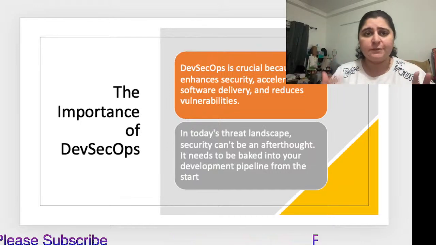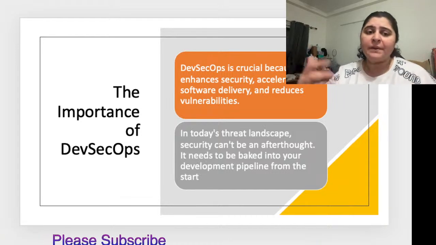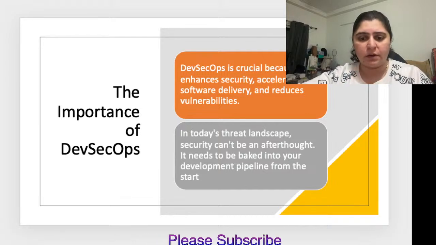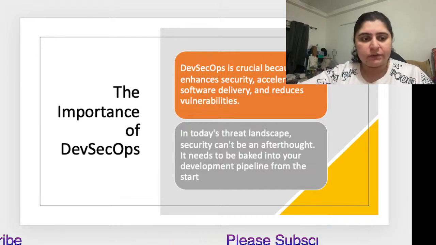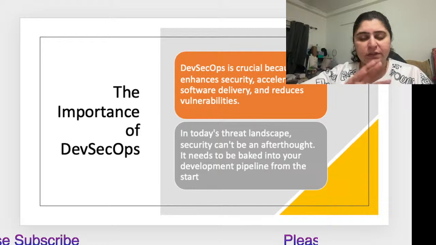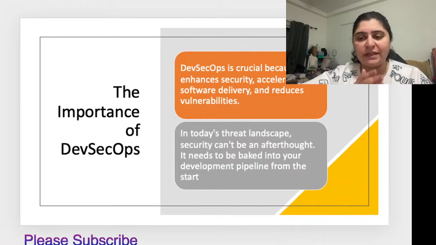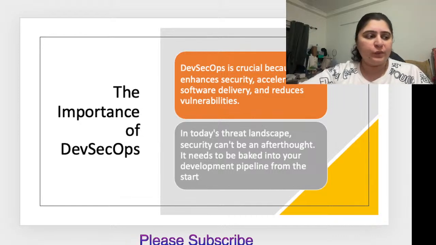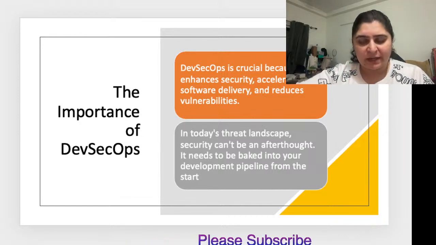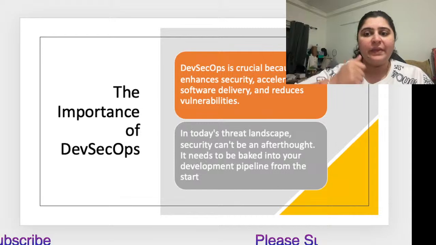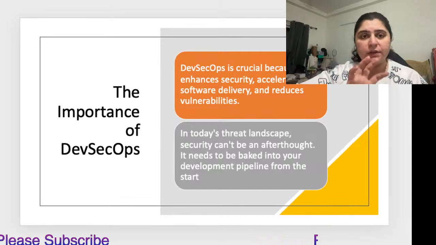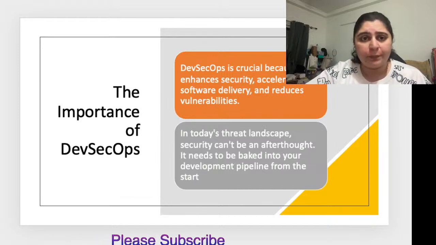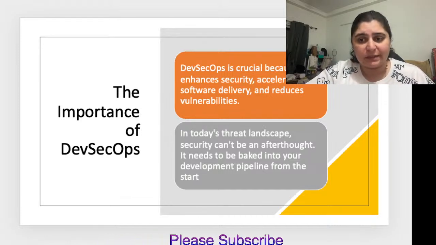Because earlier what used to happen is, if a security team says that I cannot give a go-ahead without the security loopholes being closed, then either there is a delay in the delivery, or if the business team says that we'll fix this in the next iteration and let's just release it, then there is a problem with the vulnerabilities being open, and the company's data is at risk.